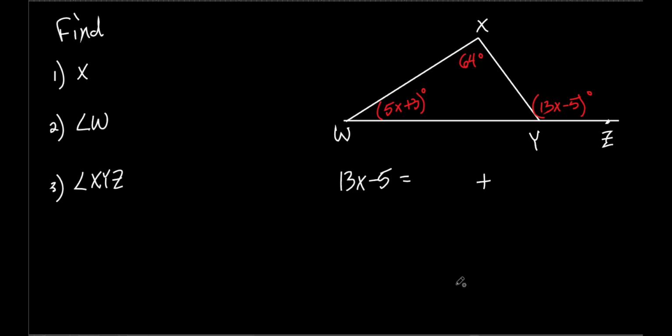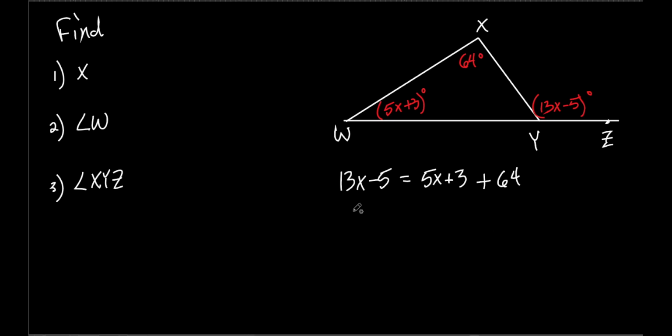Which ones are the remote interior angles? This one and this one, w and x. So what am I going to write down for w? 5x plus 3. What am I going to write down for angle x? 64. And now I should be able to solve for x. So our geometry is pretty much done at this point. This is just algebra, so we got to solve for algebra.